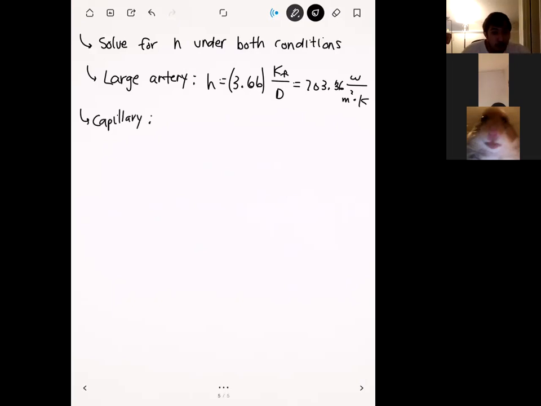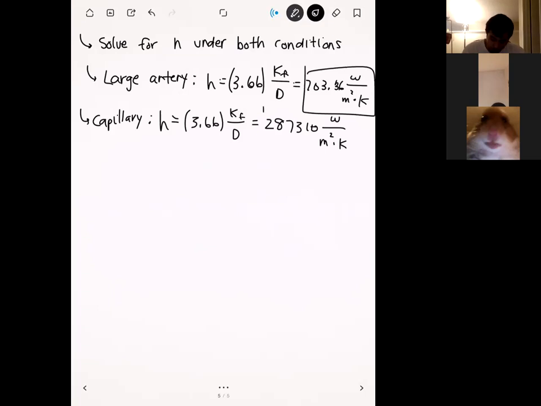Right. And for the capillary, we can do the same thing. For the capillary, h is equal to 3.66 times k_f over D, where now we're going to plug in the diameter of the tiny capillary, and what we get is an h of 287,310 watts per meter squared K. All right, now that we have h for both of these, we can go ahead and plug this into our T_m equation.